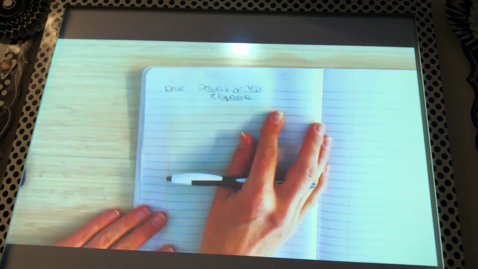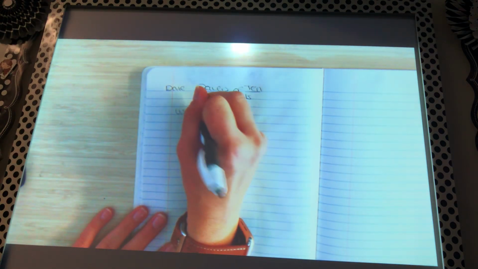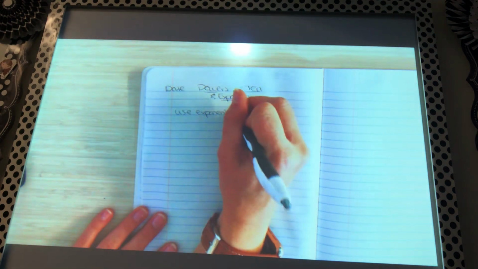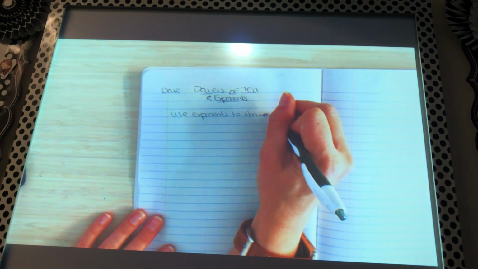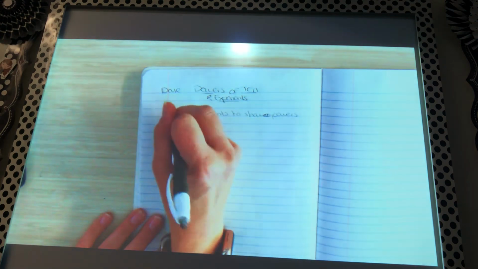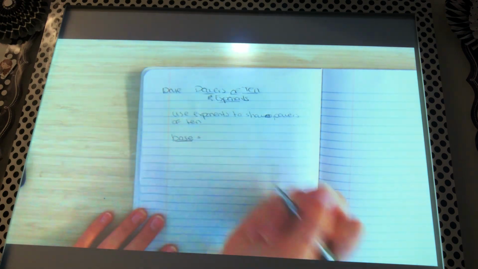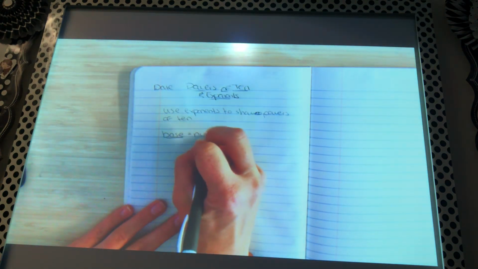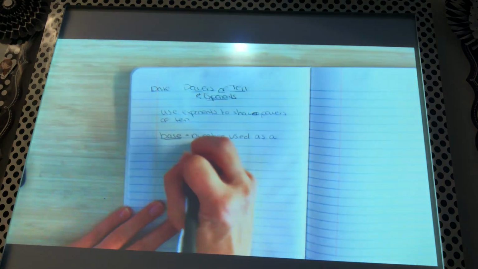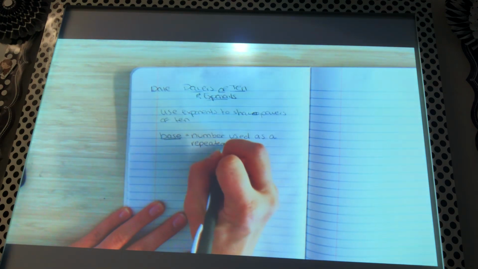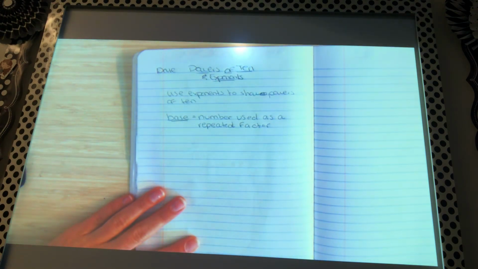So we're going to start with our notes, and we're using exponents to show powers of 10. And there are a couple of vocabulary words. The first one is base, and your base is your number used as a repeated factor. So I'll show you what that looks like in just a moment.